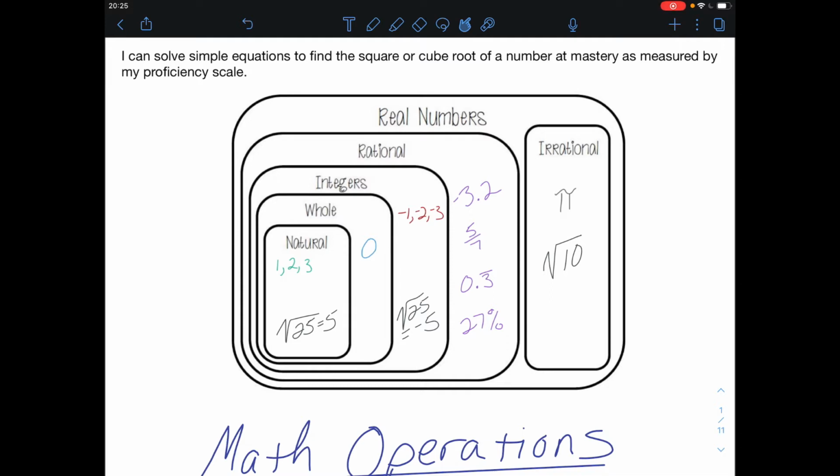And then rational numbers include any terminating or repeating decimals, fractions, and even percents. Most of the numbers you've worked with in your life are rational, and the ones that we're looking at today with our square and cube roots will solve to make more rational numbers.